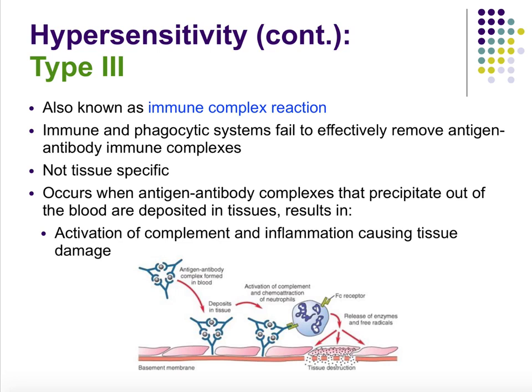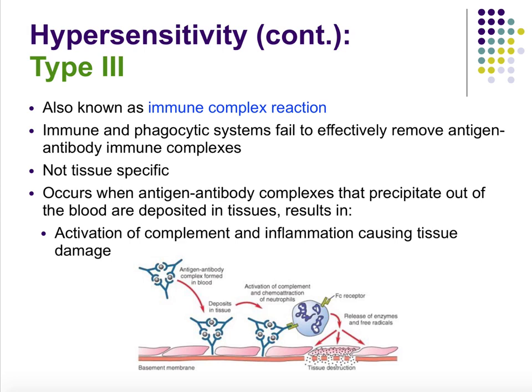All right, the last type of hypersensitivity that I want to discuss is type 3. This is also known as immune complex reaction. Here, your immune system and phagocytic system fail to effectively remove antigen-antibody immune complexes. So here we have an antigen-antibody immune complex. The antibody bound to an antigen, you formed an immune complex, and it's circulated in your blood, and it wasn't removed from the body. Phagocytic cells didn't get rid of it.